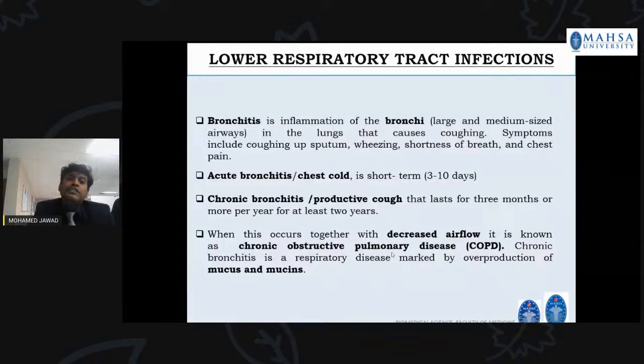When these two occur together with decreased airflow, it is known as chronic obstructive pulmonary disease. Chronic bronchitis is a respiratory disease that causes increased overproduction of mucus and mucin. This is chronic obstructive pulmonary disease.